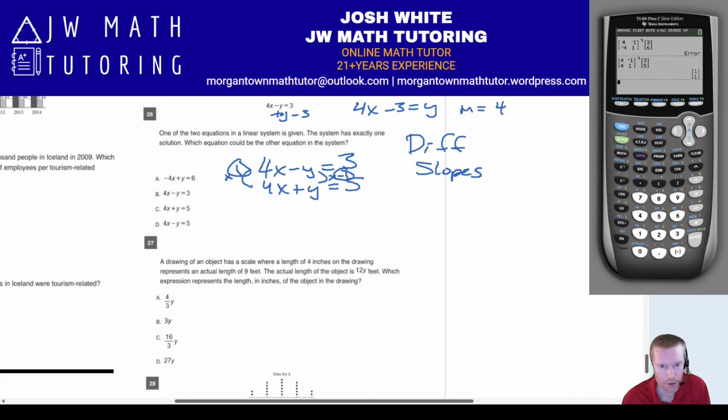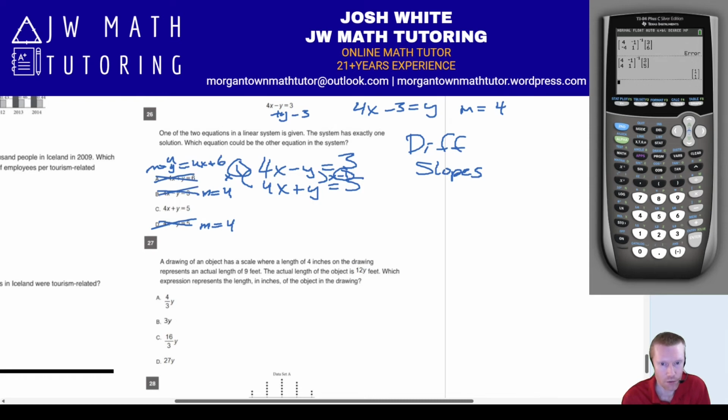And now you could just go through and calculate the slopes of the rest of these lines, and you would see which one has a slope which is not positive 4. So in the last one, the slope is going to be the same. It's going to be positive 4, so that's not it. Same thing in B. If you add y to the other side and subtract 3, you're going to get, again, a slope of positive 4. In A, if you add 4x to the other side, you're going to get y equals 4x plus 6. So you get a slope of positive 4. So that would eliminate that one.